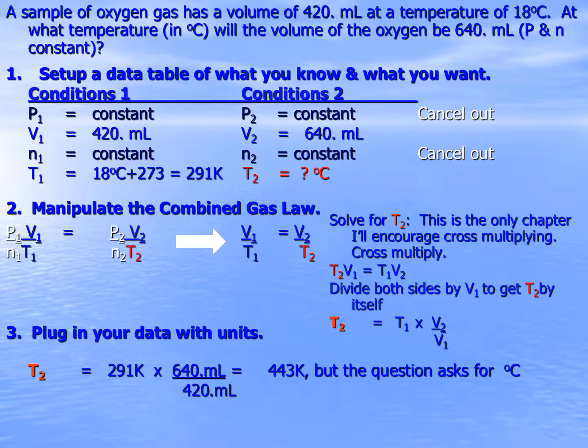Plug in our numbers now with units and solve it. 291 times 640 divided by 420. Notice the milliliters cancel. That gives us an answer of 443 kelvin, but read the question, read the question, read the question. It wants Celsius. So we have to subtract 273 to get Celsius. We get 170 Celsius. The decimal just means that we're keeping 3 sig figs.